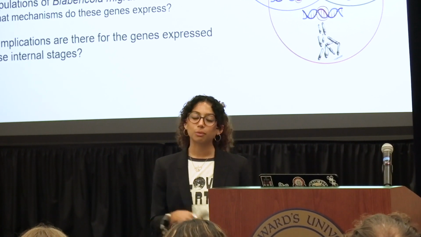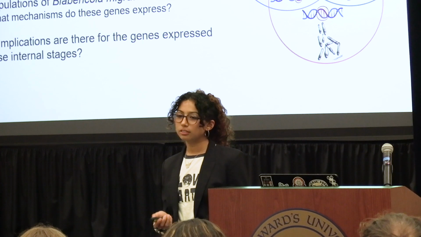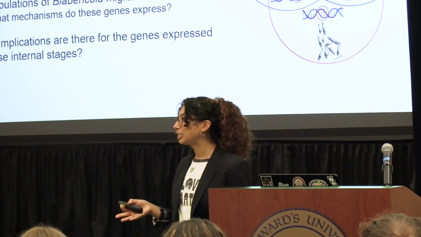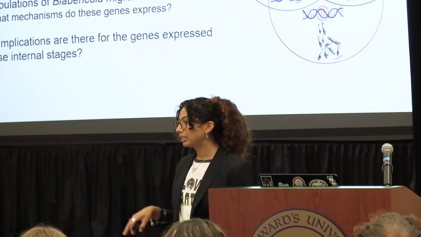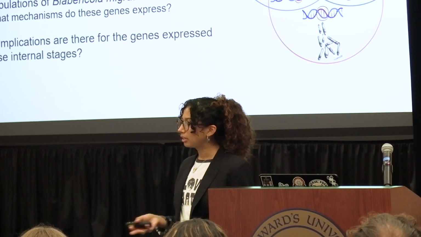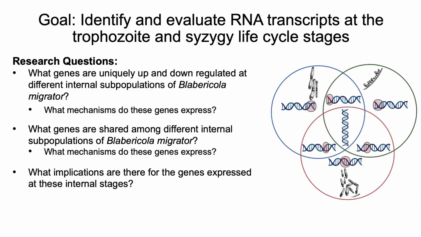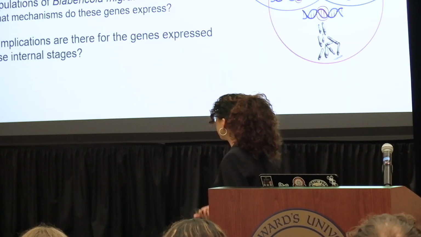We aim to do this through three main research questions. The first being, what genes are uniquely up and down regulated at different internal stages? Upregulation essentially means what genes are being highly expressed for that specific cell stage, whereas downregulation means what genes are not being as expressed or lowly expressed for that specific cell stage. Secondly, we want to understand what genes are being shared among the different internal subpopulations. And lastly, what are the implications for these gene mechanisms that are being expressed?